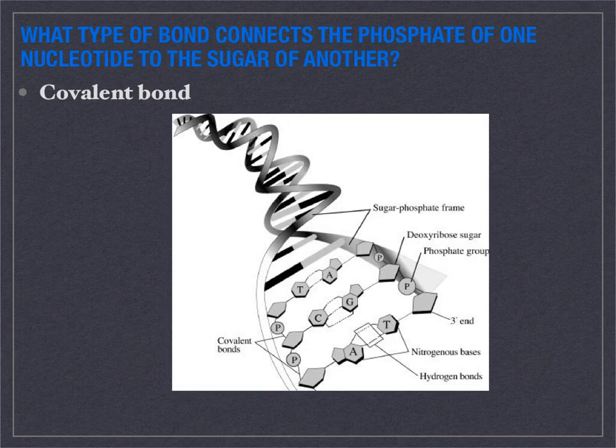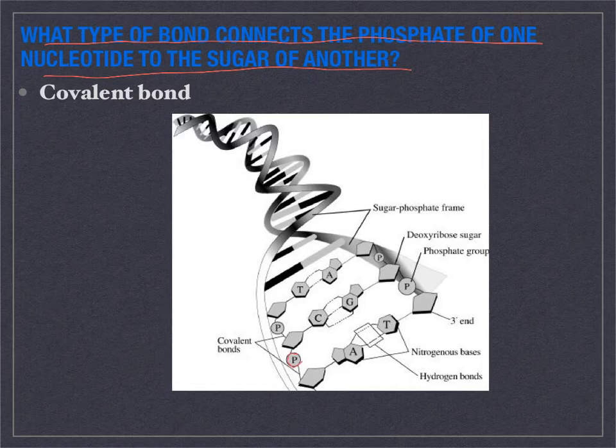Okay, I mentioned this previously, but what type of bond connects the phosphate of one nucleotide to the sugar of another? Okay, so this is the phosphate of one nucleotide and the sugar of the next, and these are connected by covalent bonds. You know it's a covalent bond because it's given by a solid line. So phosphate to sugar, covalent bond. Phosphate to sugar, covalent bond.